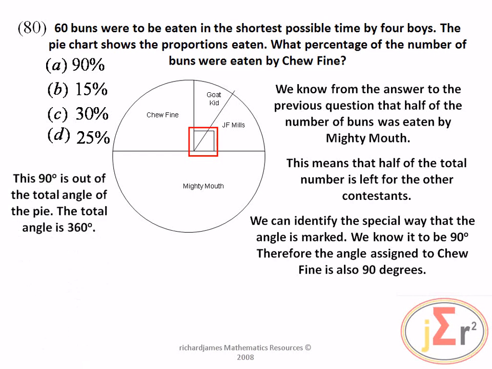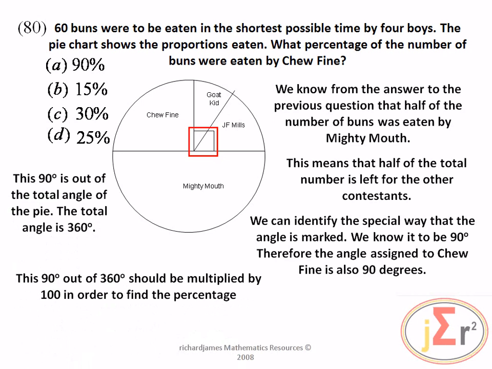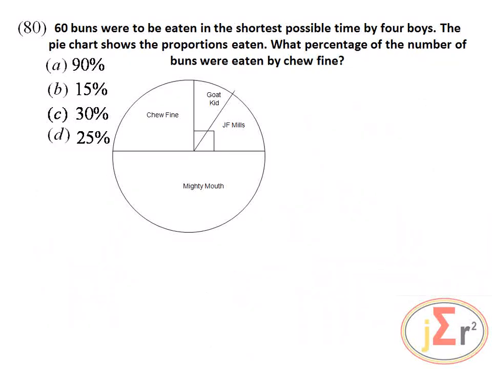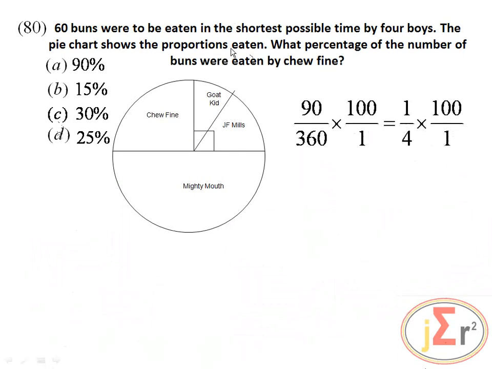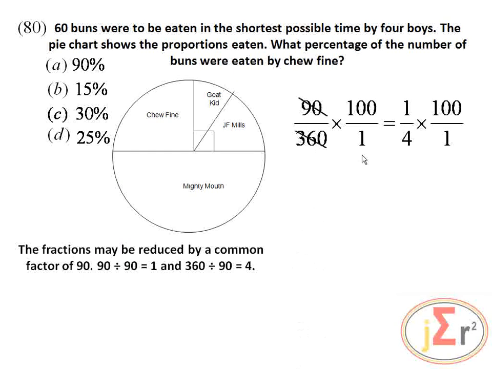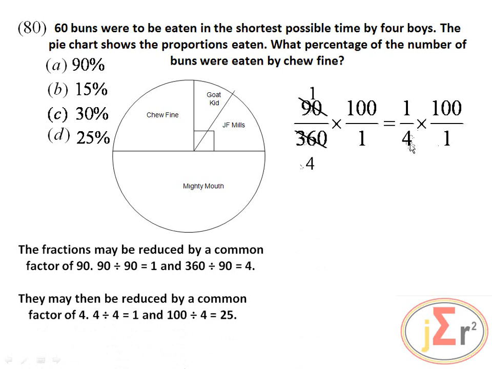This 90 degrees is out of the total angle of the pie. The total angle is 360 degrees. This 90 degrees out of 360 degrees should be multiplied by 100 in order to find the percentage. So 90 over 360 multiplied by 100 over 1. And of course, 90 will go into 90 once, and 90 into 360 4 times. And then 4 may go into 4 one time, and 4 into 100 25 times. So we have 25 over 1, which is 25%.